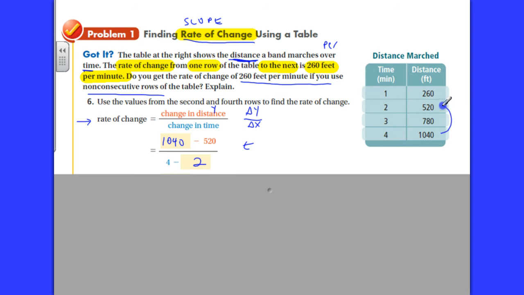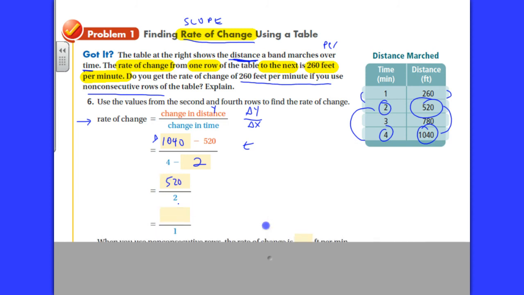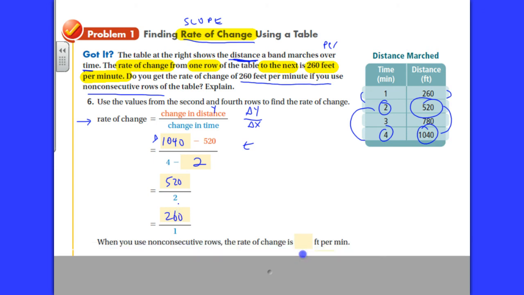I want to find the difference of these two values here, and that's what I did on the top row. And then I want to find the difference of these two values and see if it's the same thing as when I did that between the first two rows. So if you subtract that out, 1040 minus 520 comes out to be 520, and 4 minus 2 is 2, so that is 520 over 2, which comes out to be 260 over 1. Which means the rate of change is 260 feet per minute, the same thing we got when we compared 1 minute to 2 minutes, and the same thing they told us in the initial problem. I'm way over time here, so I need to stop this video and pick it up here in a moment.